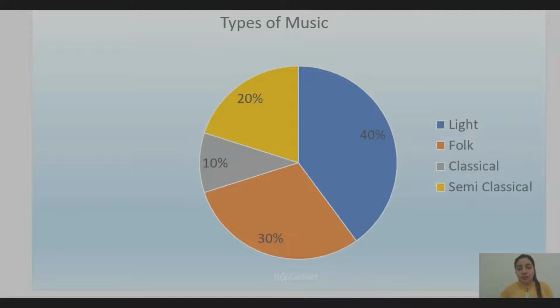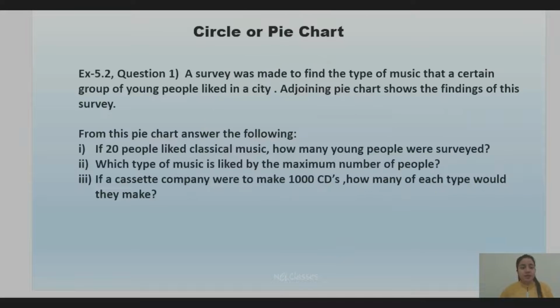Here, different types of music liked by the people are mentioned in this pie chart, where 40% people like light music, 30% like folk, 10% like classical, and 20% like semi-classical. Now, on the basis of the given pie chart, we need to answer the following question. So, our question is, if 20 people like classical music, how many young people were surveyed?